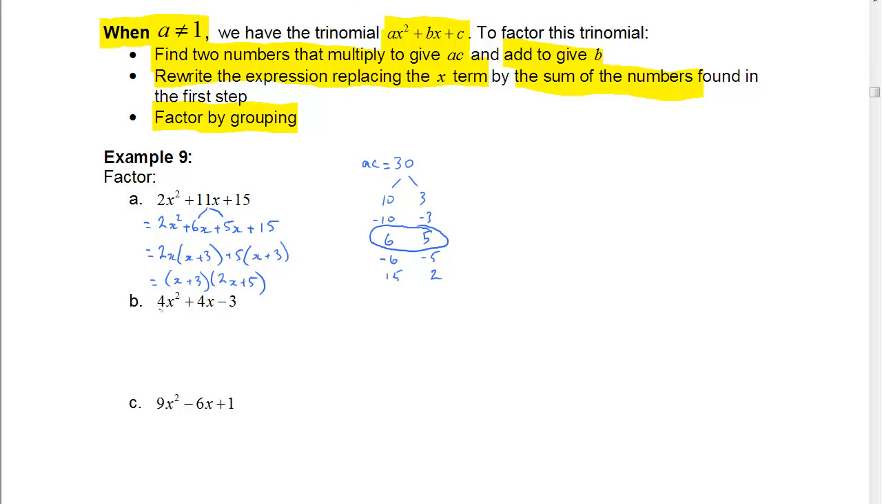In the next one, we have 4 as a and negative 3 as c. So a times c is negative 12. Negative 12 comes from negative 4 and 3, 4 and negative 3, 6 and negative 2, negative 6 with 2, and 1 and negative 12, etc. We need one that adds to give 4, so as soon as we get that, we can stop. We'll notice 6 plus negative 2 is 4. So we get 4x squared plus 6x minus 2x minus 3, where the 4x comes from 6 and minus 2.